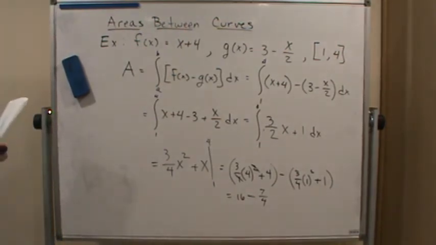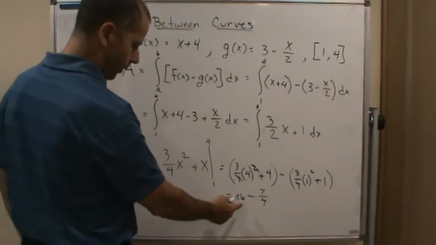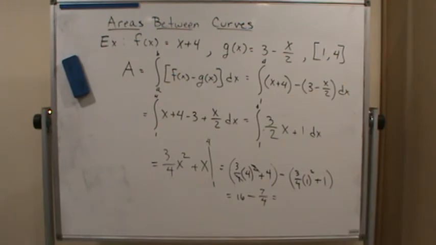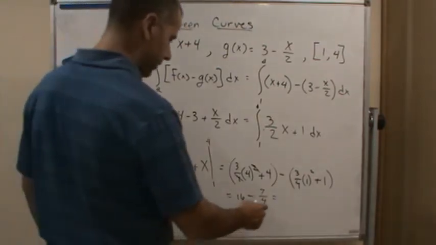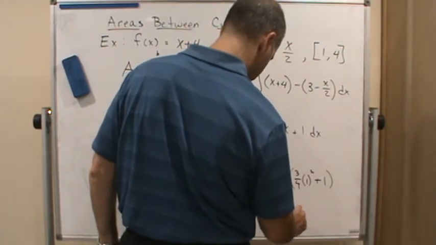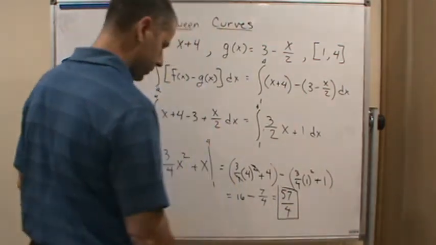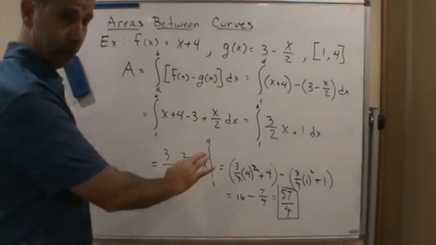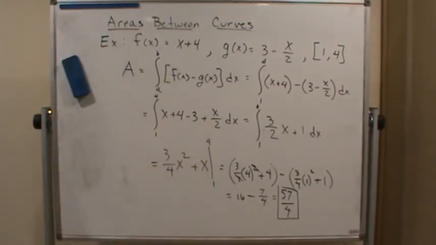And if we change this to fourths, what we're going to end up getting is, 16 times 4 is 64, minus 7. And so the area between the two curves turns out to be 57/4. These are units squared. We don't have any units, but it's area, so it's always units squared.